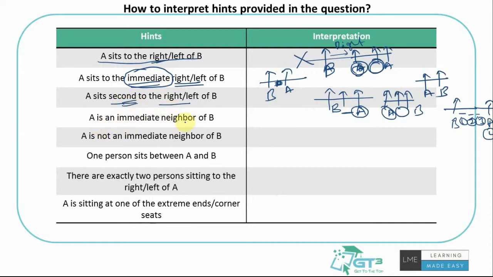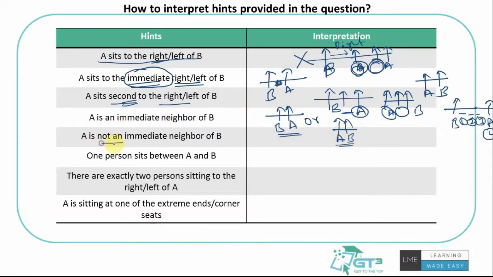A is an immediate neighbor of B. Technically this means A and B are next to each other, and this is one interpretation, or even this is also a possibility. I just know that they are sitting next to each other, but I don't know who is sitting on the right side of whom. Just that both of them are neighbors. Both of these interpretations are possible.